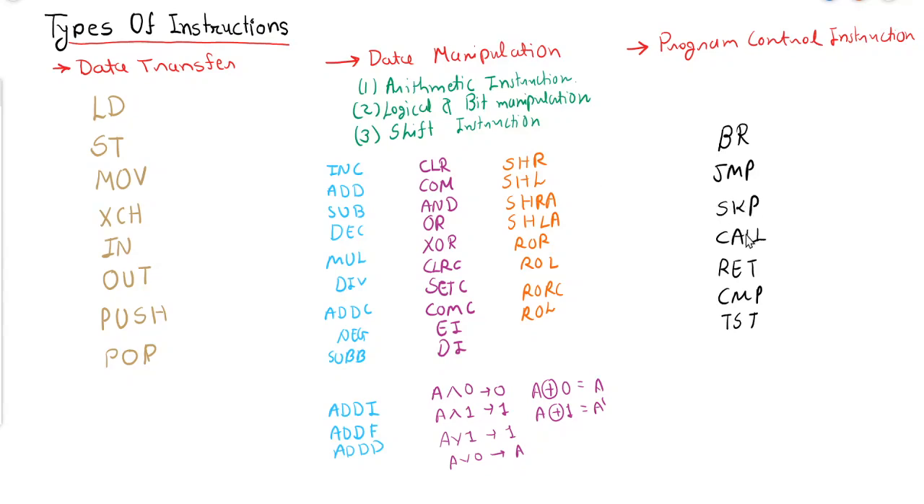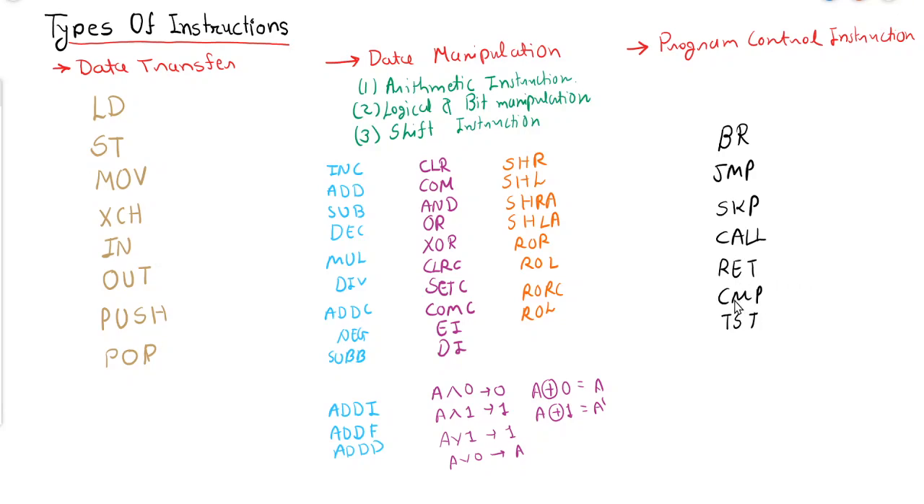Call and return will be used whenever there is a need for a subroutine. To call the subroutine, a call function will be used, and once the subroutine is over, return will be used for returning from the subroutine to the calling function.